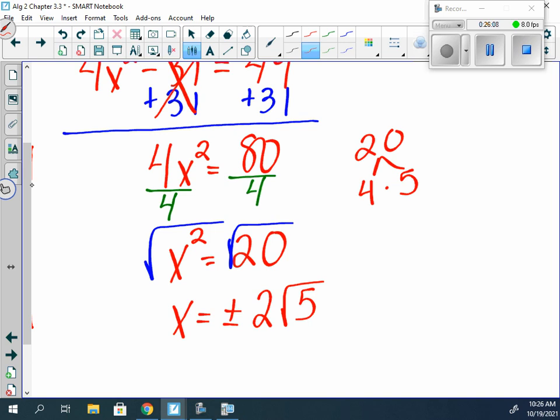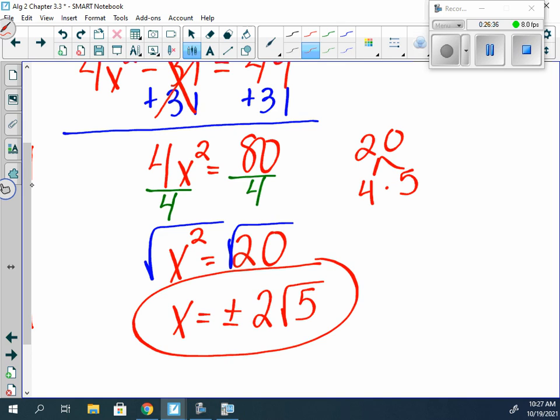Now, we need the plus or minus, because a negative times a negative is a positive. So negative 2 square root of 5 times negative 2 square root of 5 would be positive 20. And the positive 2 square root of 5 times positive 2 square root of 5 would also give us positive 20. So we have both cases. So whenever we take the square root of both sides, we're going to need the plus and minus.